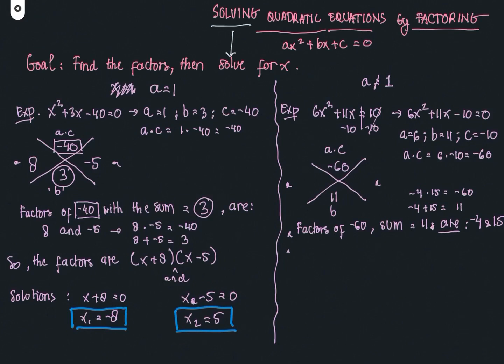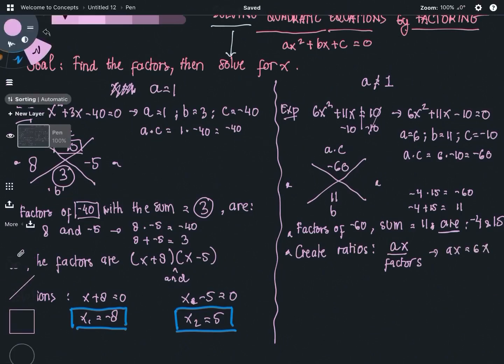Okay, we are not done because a is not equal to 1. We still need to do one more step to create the correct factors. So we're going to create ratios of ax over both factors. What is ax? Ax comes from the ax squared. So in this case, ax is 6x. So the first ratio is going to be 6x over the first factor, negative 4. And then the second ratio is going to be 6x over 15.